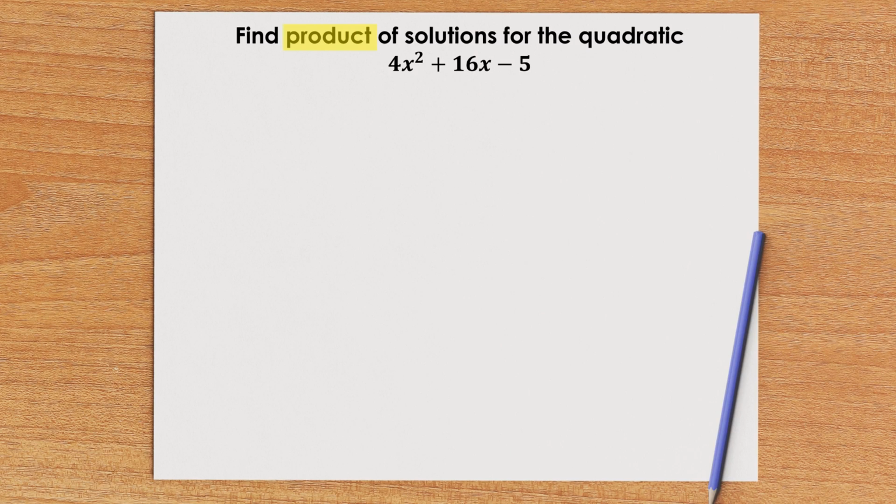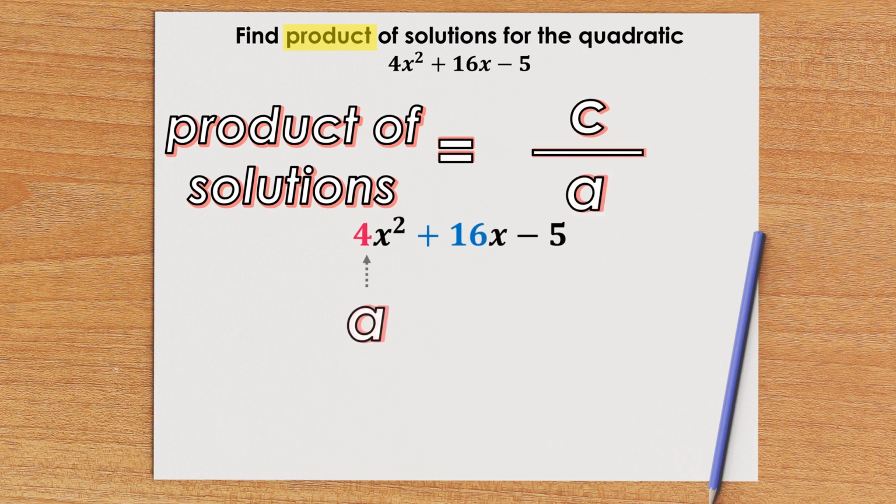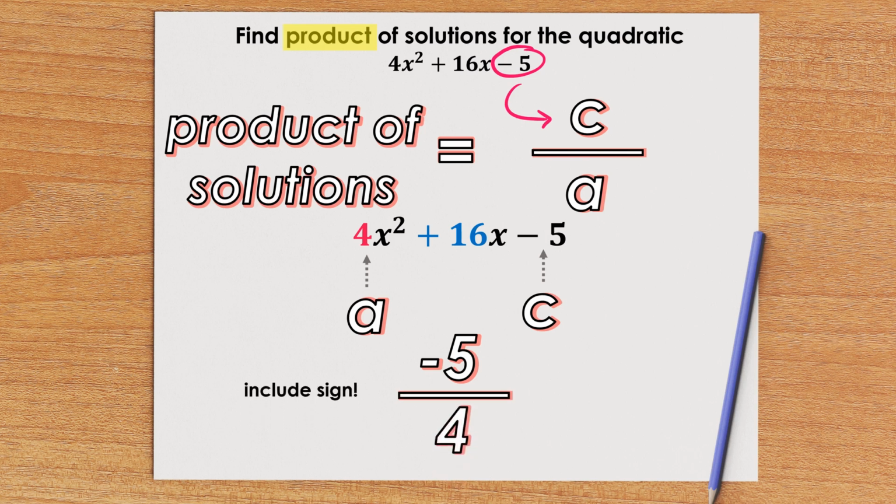Now, before you leap into factoring this or plugging it into the formula, there is thankfully a trick for this too. For any quadratic in standard form, the product of solutions is c/a. Our c in this case is -5. Be sure you include the sign that comes before the number when doing this trick. And our a is 4. Therefore our answer is -5/4.